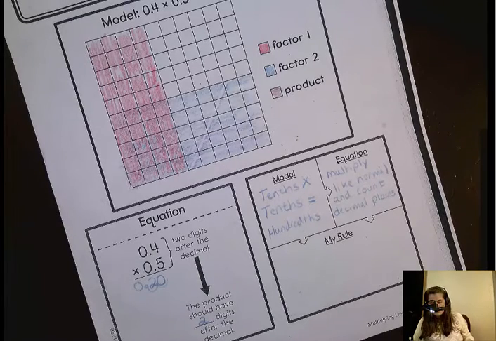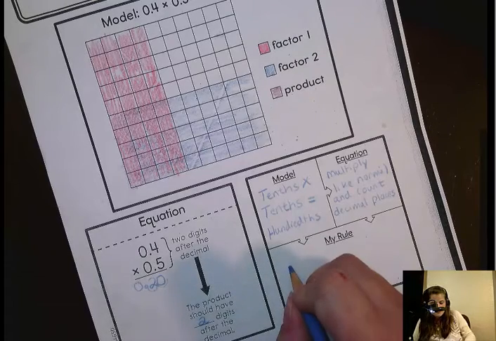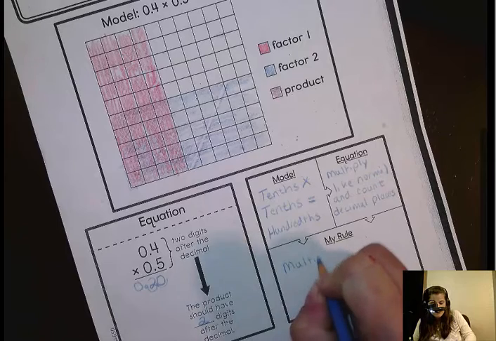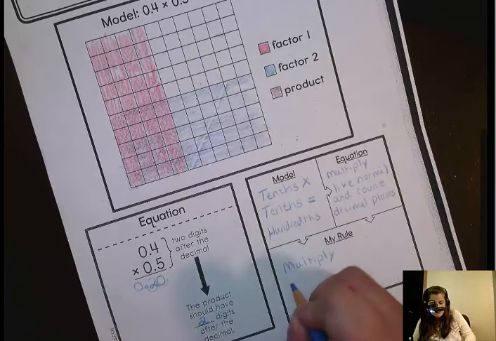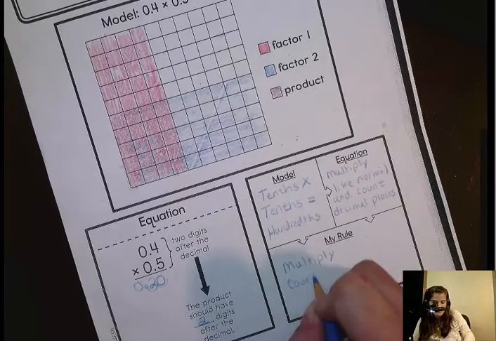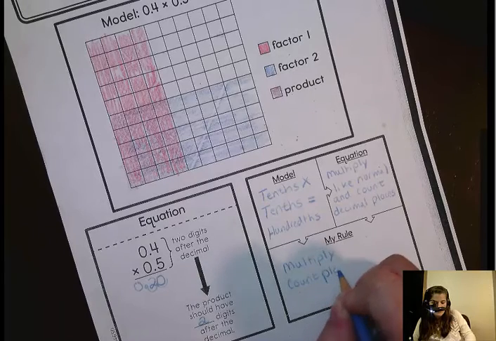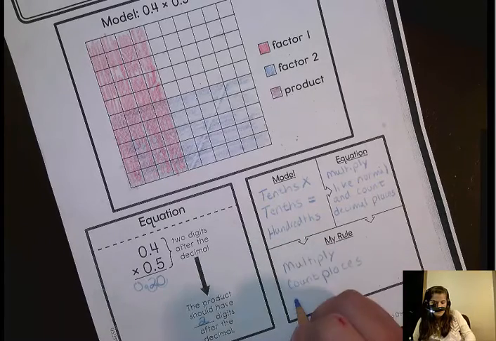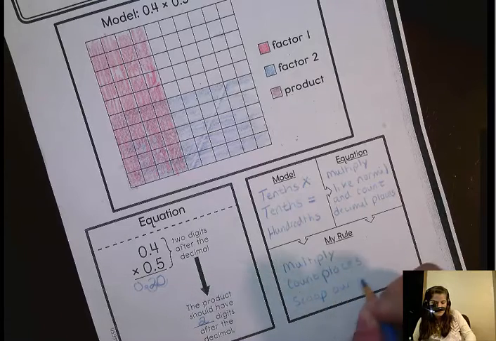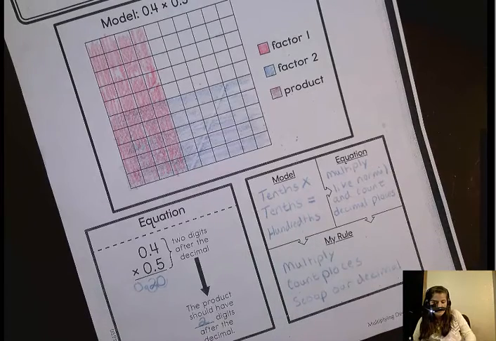So on the My Rule, what we're going to write is we multiply, okay, count places, and then we scoop our decimal. These are our steps. Multiply, count our places, scoop our decimal.